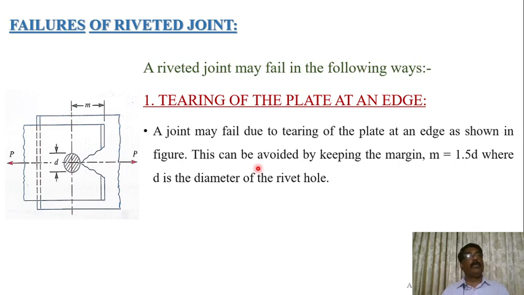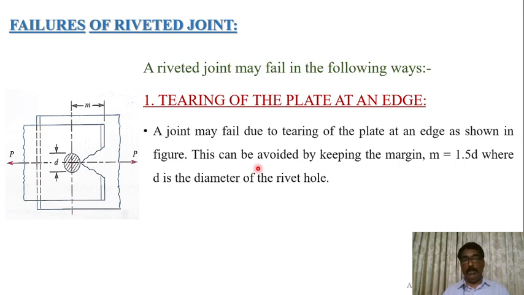So now let us go for the various types of failures of riveted joint. The first one is the tearing of the plate at an edge. In the last session, we studied that riveted joint is a permanent fastening of two plates with the help of rivets. That means a riveted joint is a permanent joint. And this riveted joint may be subjected to various stresses like shear stress, tensile stress, crushing stress, etc. during practical use. And due to this, the riveted joint may fail.